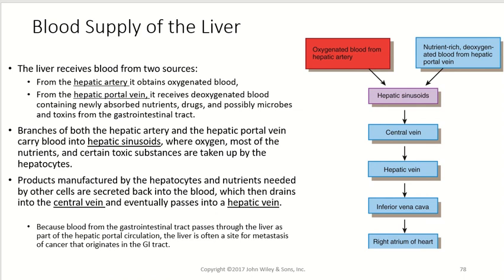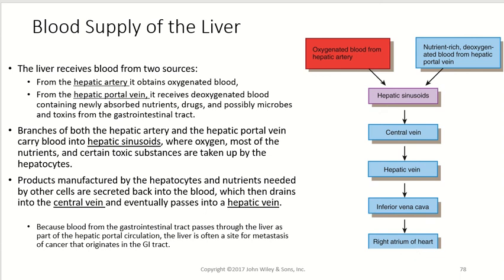The branches of both the hepatic artery and the hepatic portal vein are going to carry blood into the hepatic sinusoid, and this is where oxygen, most of the nutrients, as well as certain toxins are going to be taken up by those hepatocytes. From there, the products that are manufactured by those hepatocytes, as well as any nutrients that are needed by other cells in the body, are going to be secreted back into the blood, which is going to drain into the central vein and is eventually going to pass into the hepatic vein. Then from there it will move back to the inferior vena cava into the right atrium of the heart, where it will continue its journey through the circulatory system.